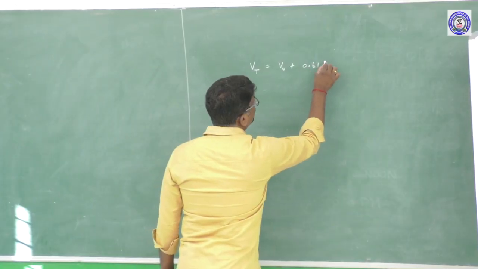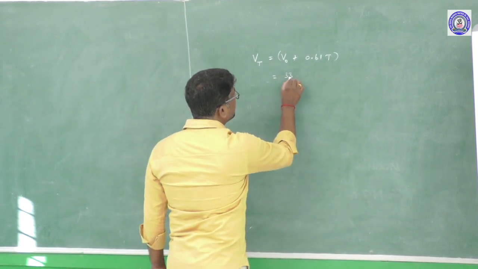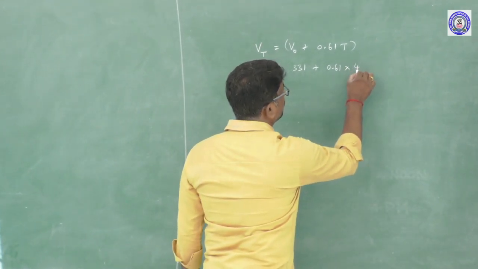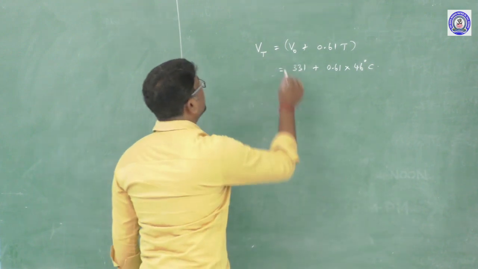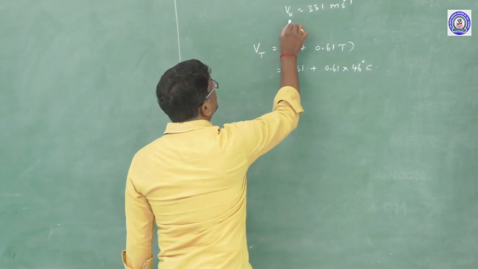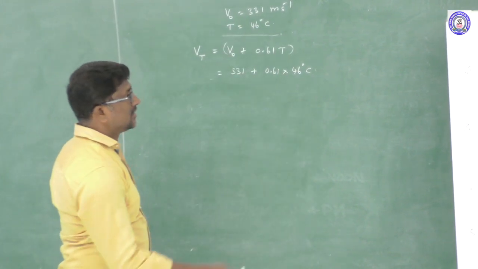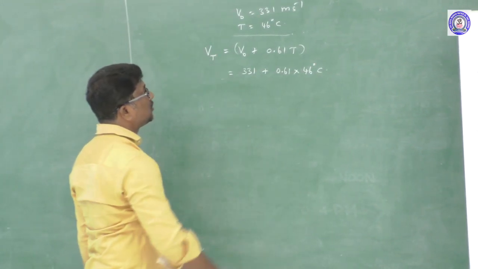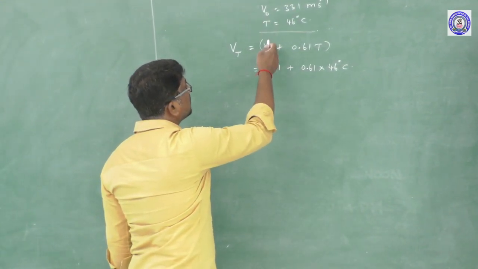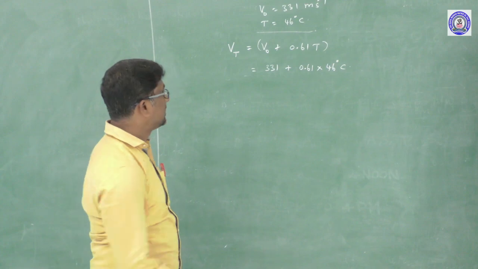We need to calculate the velocity of sound in air at a temperature of 46 degrees. Right? V_t equals V naught plus 0.61 into T. The V naught value is 331 meters second power minus 1 and temperature T is equal to 46 degrees Celsius. So these two are given values. The required formula for this problem is V_t is equal to V naught plus 0.61 into T. Now substitute the given values: 331 plus 0.61 into 46 degrees Celsius.